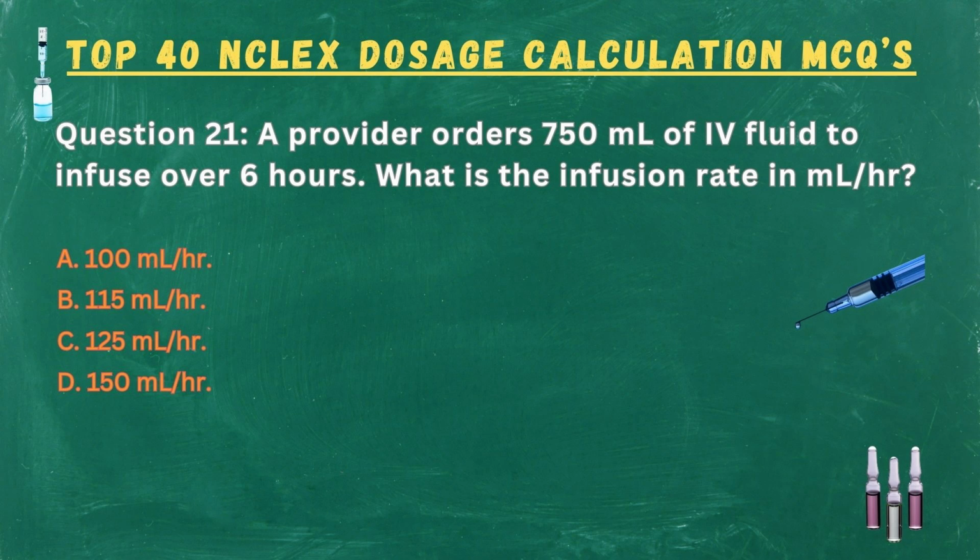What is the infusion rate in ml/HR? A. 100 milliliters per hour. B. 115 milliliters per hour. C. 125 milliliters per hour. D. 150 milliliters per hour. Answer. A. 100 milliliters per hour.